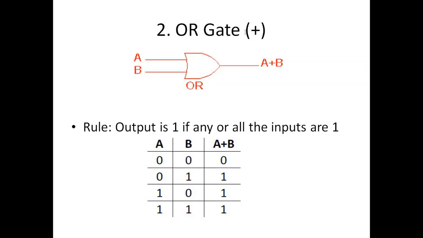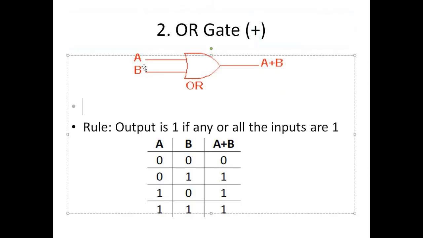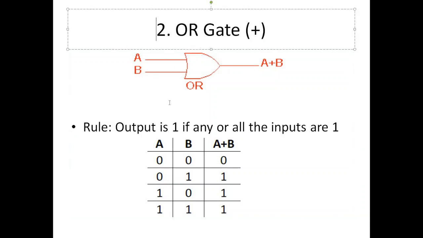The second gate which we have is OR gate, and the symbol for that is plus. This is the symbol or sign for OR gate, and if you have to write it mathematically, then it is plus. Rule: output is 1 if any or all the inputs are 1. So these are the inputs. 0 plus 0 is 0. Like over here it shows that OR gate basically represents addition. Now 0 plus 1 is 1, and so is 1 plus 0.